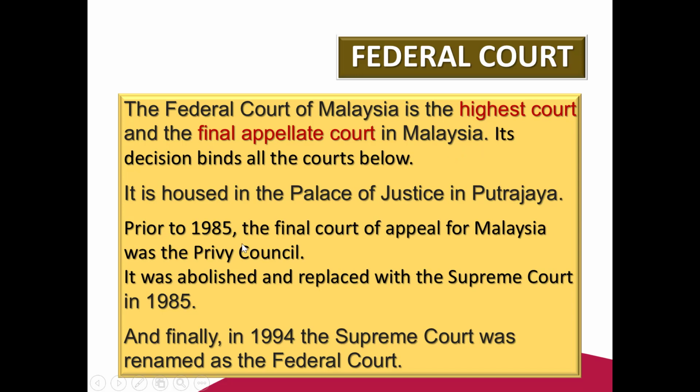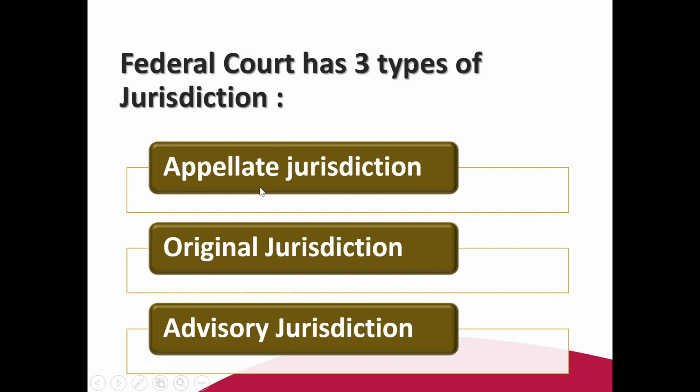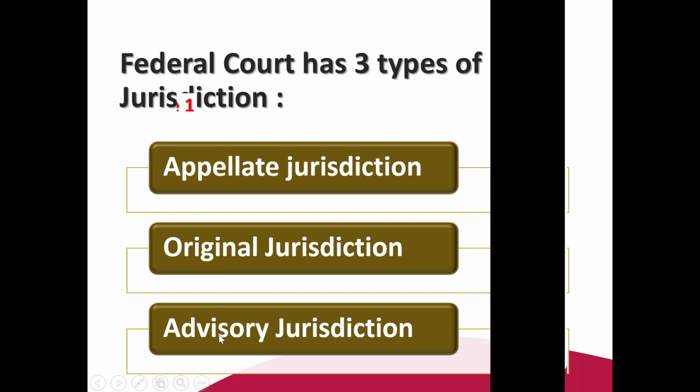Previously, after the independence and prior to 1985, the final Court of Appeal for Malaysia was the Privy Council. It was then abolished and replaced by the Supreme Court in 1985. And finally, in 1994, the Supreme Court was renamed as the Federal Court. The Federal Court has three types of jurisdiction. One is appellate jurisdiction, original jurisdiction, and advisory jurisdiction.